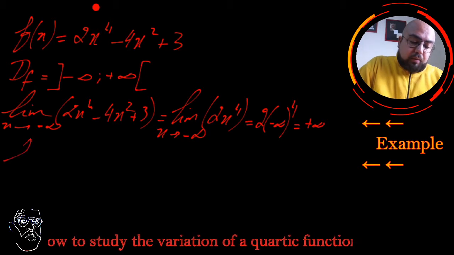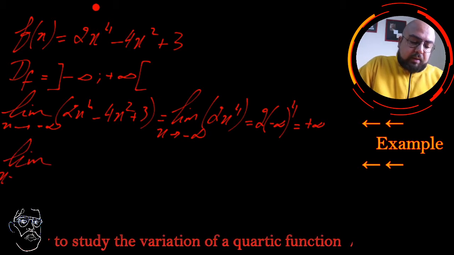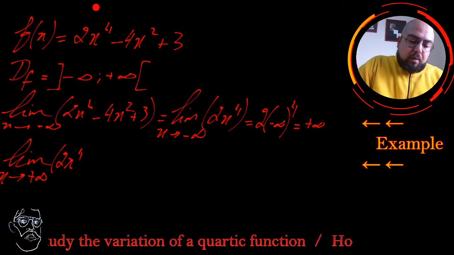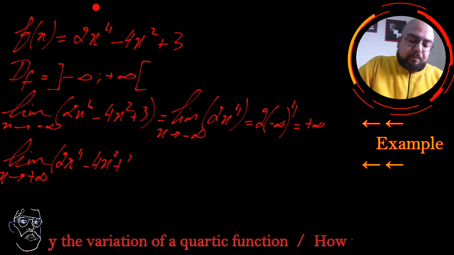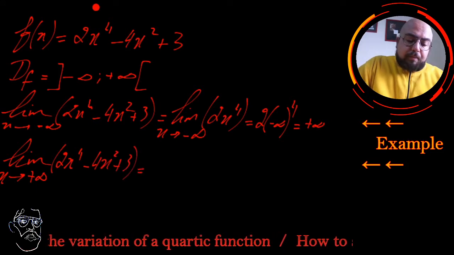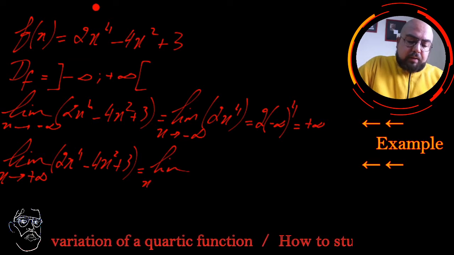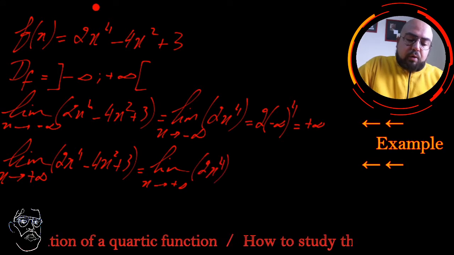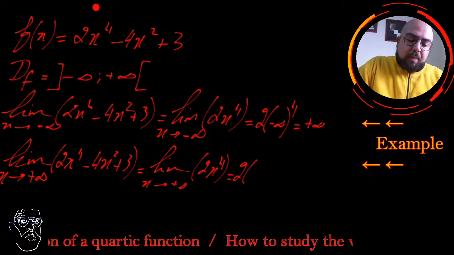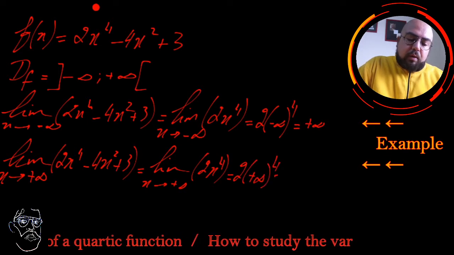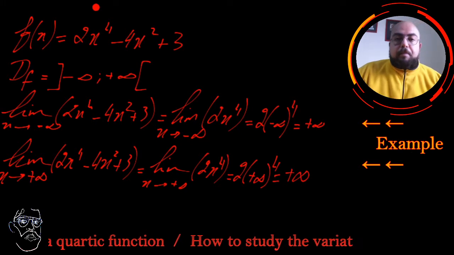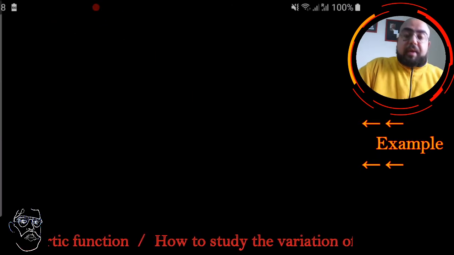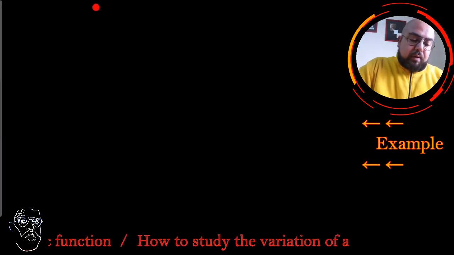The same thing goes for the limit when x tends towards plus infinity of 2x^4 minus 4x^2 plus 3, which is equal to the limit when x tends towards plus infinity of the same monomial 2x^4. You will do the same replacement again, 2 times plus infinity to the power of 4. The final result will be plus infinity. Once you have done calculating the limits, you can go to the derivative. So the next step is to calculate the derivative.